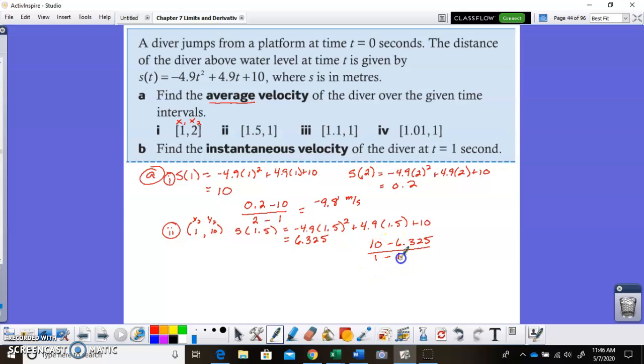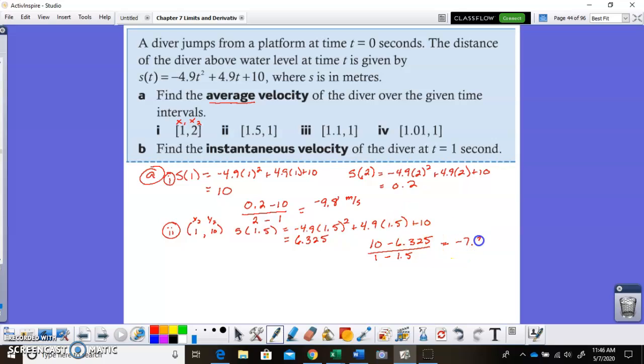1 minus 1.5. So that's going to get me 10 minus my last answer, and that's divided by 1 minus 1.5, or I just could have typed in negative 1.5. I think that's what I'm going to do because I screwed up the parentheses anyway. And that gets me negative 7.35.